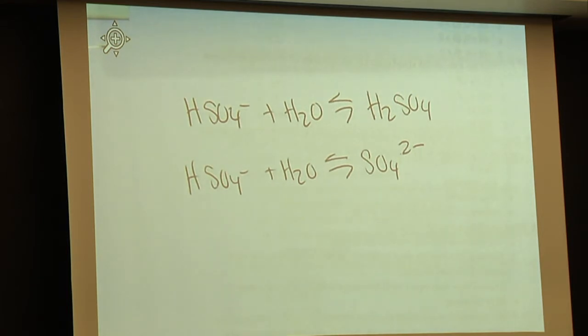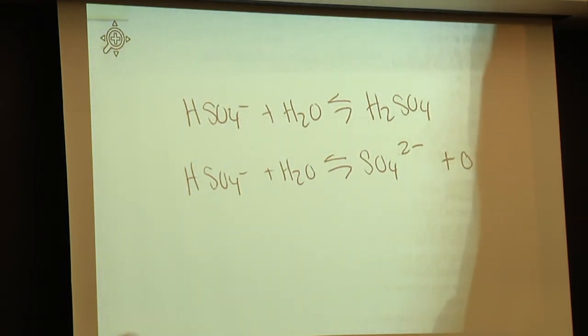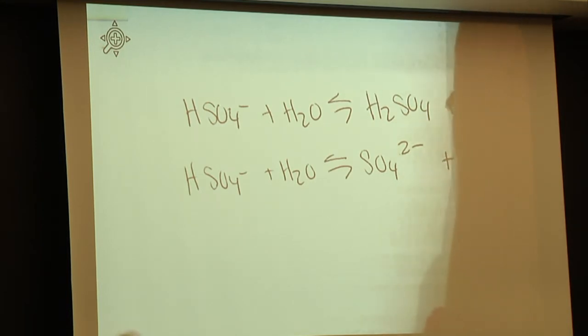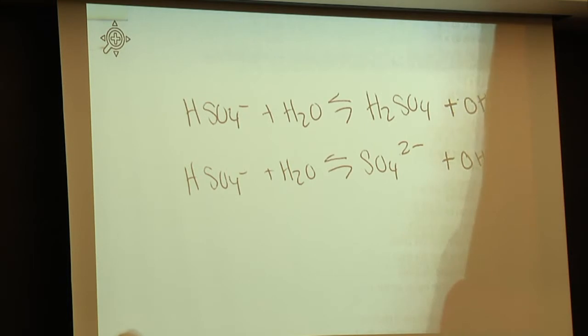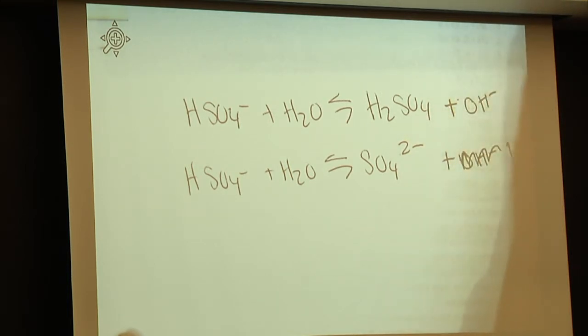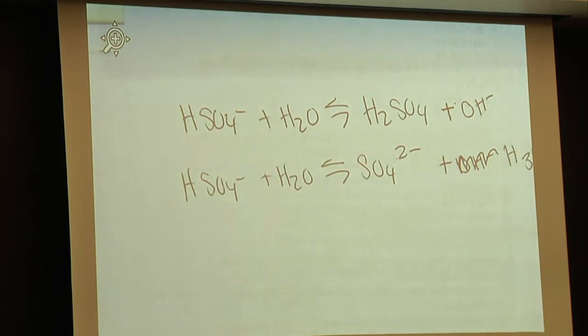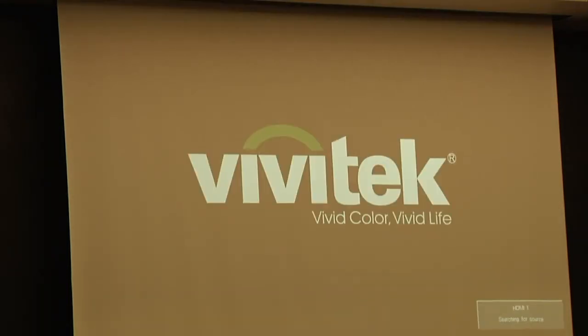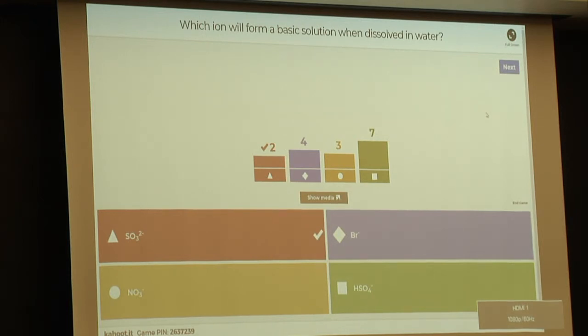So here it would be acting as a base, right? HSO4 minus plus water, it's accepting, so this is the base. So it can be a base or acid. Actually, I put two correct answers. So it could be the triangle or the square, and this is how. And if you had SO3 2 minus, all right, we're good.